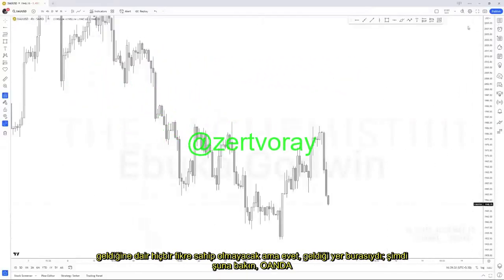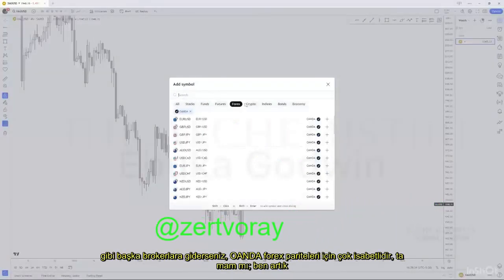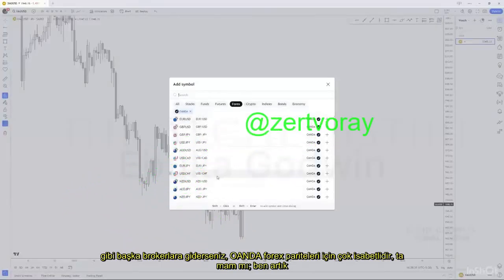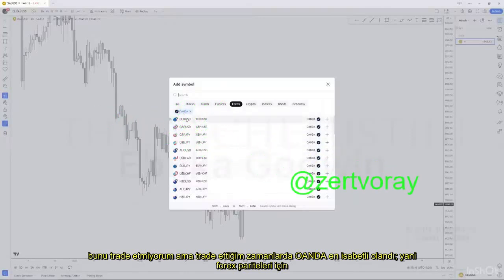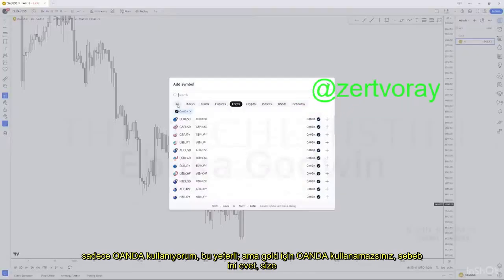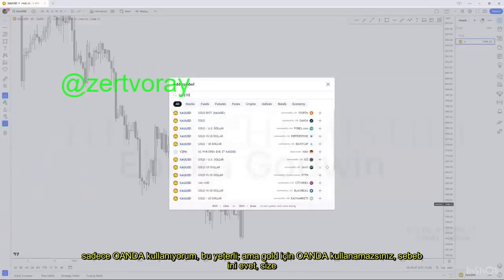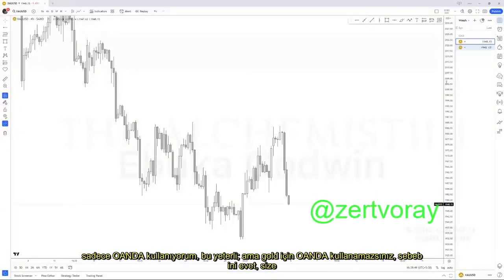Now look at this. If you go into other brokers like Oanda, now Oanda is very accurate for forex pairs. Even if I don't trade this anymore, when I was trading it, Oanda was the most accurate. For forex pairs, I only have Oanda, so that's enough. But for gold, you can't use Oanda. The reason is, I told you the reason already.